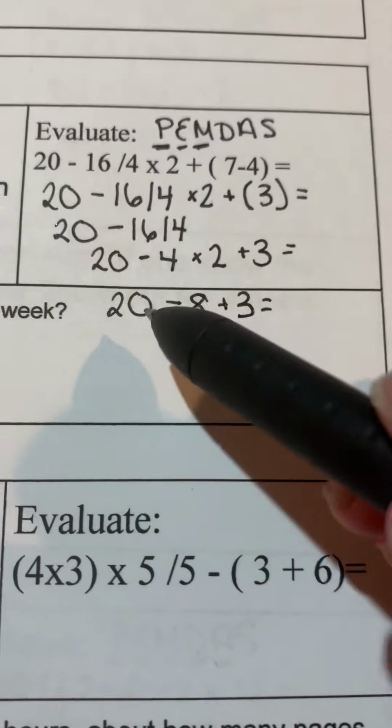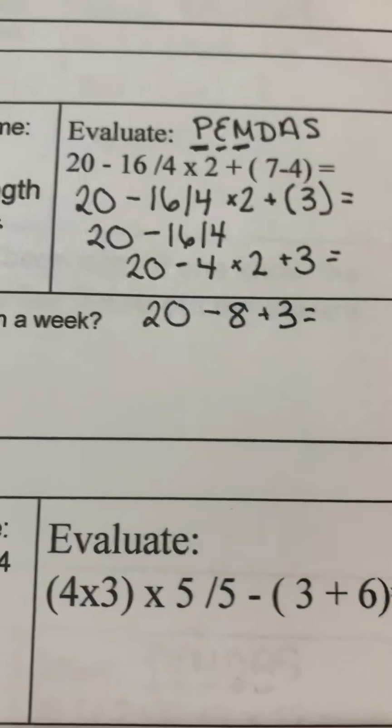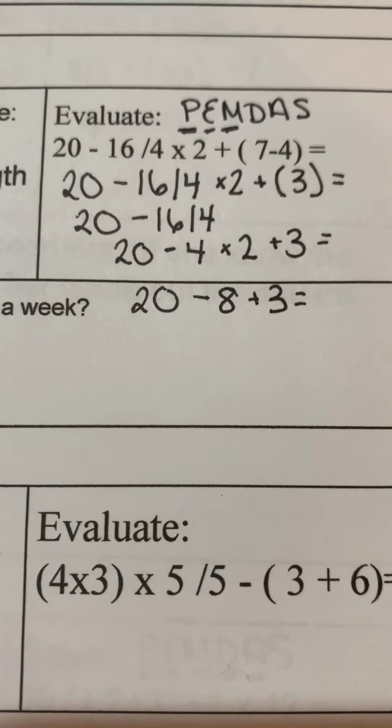Now you can go from left to right. Go ahead and subtract 20 minus 8 and then add 3, and that will be your answer.